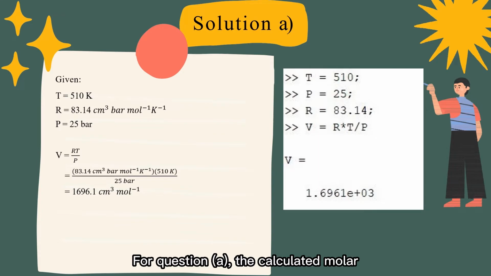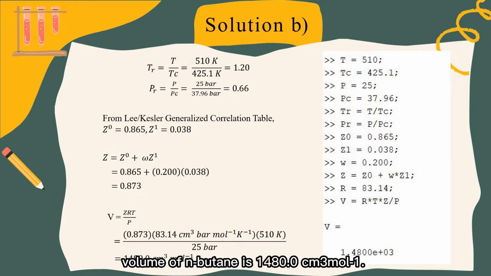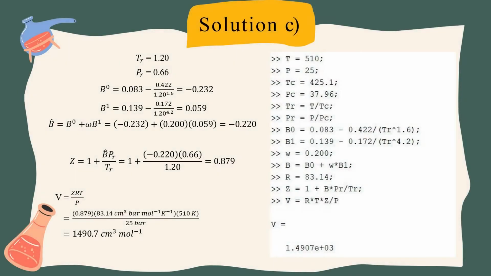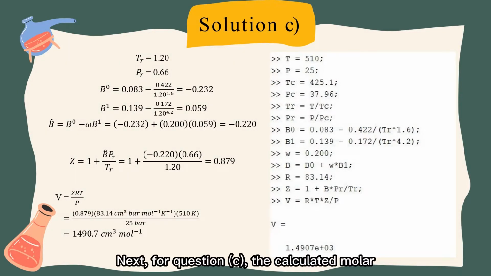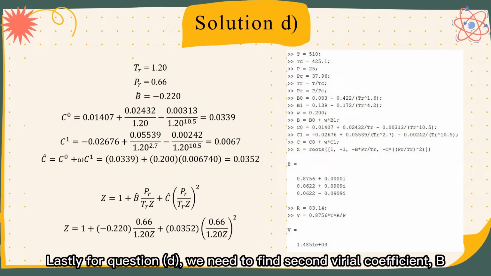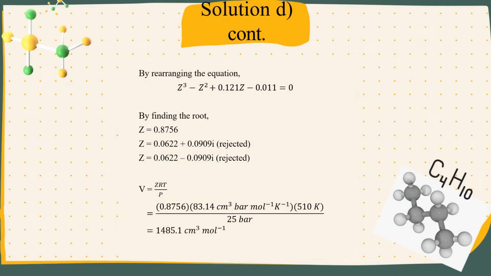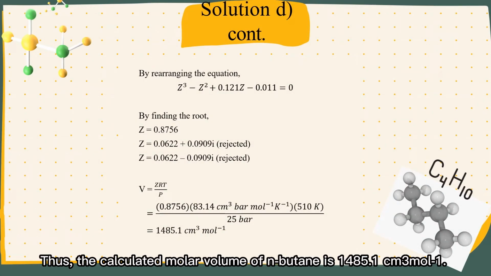For question A, the calculated molar volume of N2 is 1696.1 cm3 per mole. For question B, the calculated molar volume of N2 is 1480 cm3 per mole. Next, for question C, the calculated molar volume of N2 is 1419.7 cm3 per mole. Lastly, for question D, we need to find the second virial coefficient B, the third virial coefficient C, and the compressibility factor Z. Thus, the calculated molar volume of N2 is 1485.1 cm3 per mole.